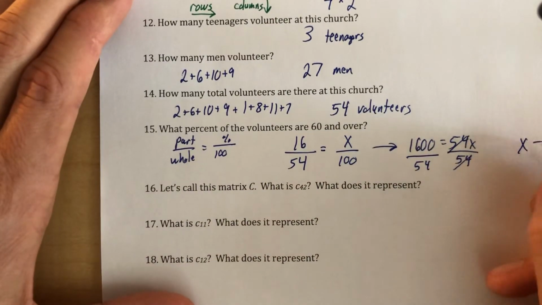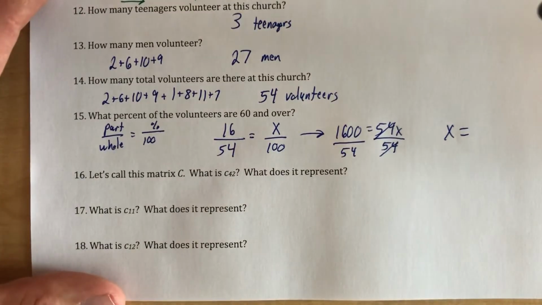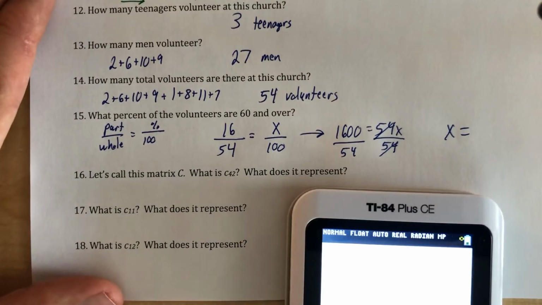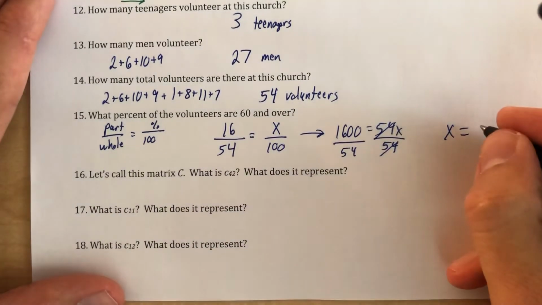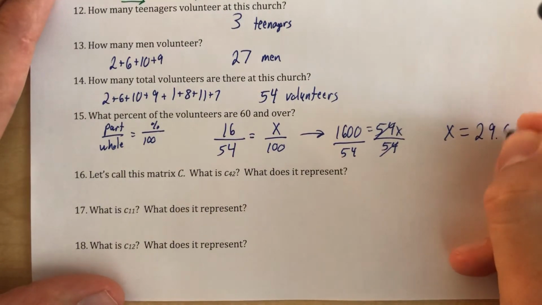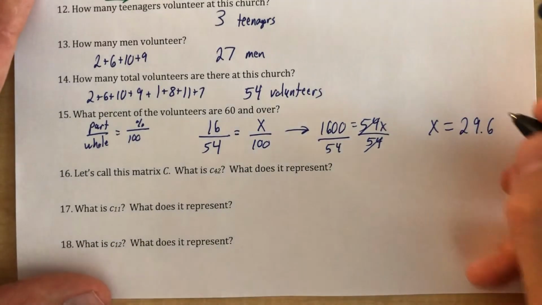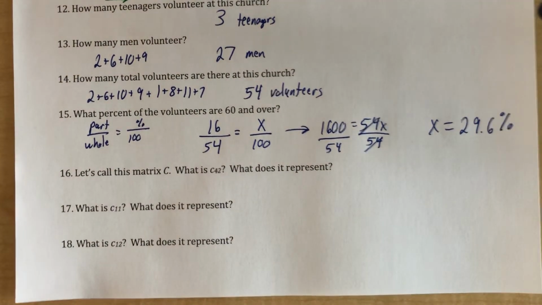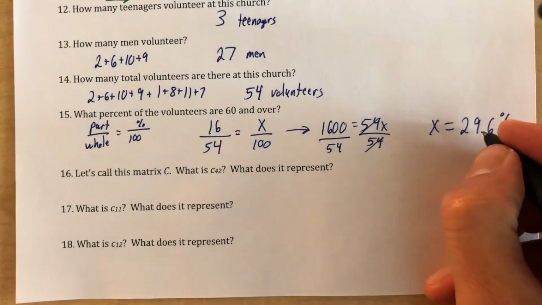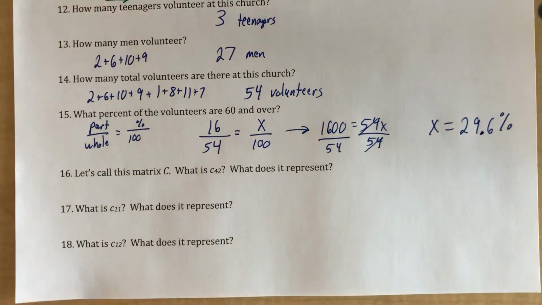And this is a fancy way of saying if I had exactly 100 volunteers at this church, then how many would be 60 and up? And the answer is 29.6. Now, obviously, it's a decimal, and you can't have 6/10 of a person. But there you go. It's an estimate. All right, let's do the last 3 problems.